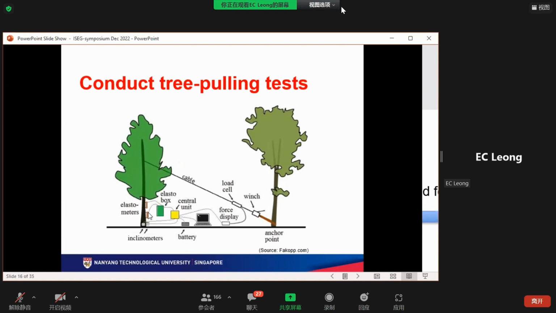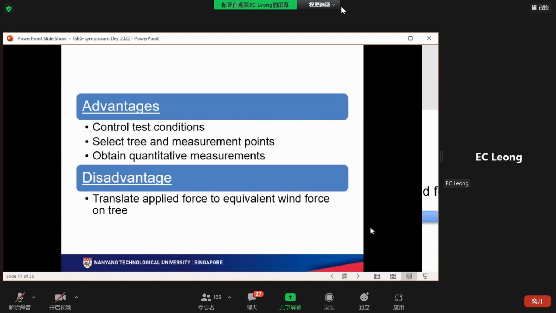They have a tree for which they want to find the resistance, and they attach a cable, and you have instruments on the tree as well as a load cell on the winching cable. So basically, they can determine how much force is needed to pull over the tree. Sometimes these trees are not pulled until destruction.